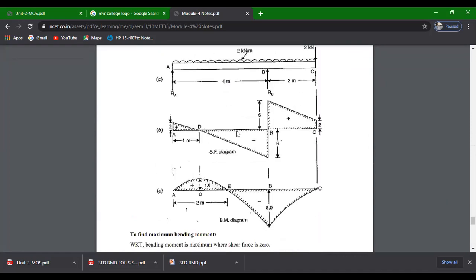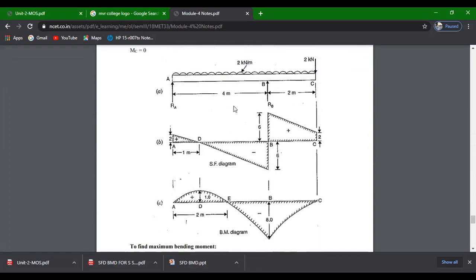Here one more diagram will be there. This is the final diagram. So we have a simply supported beam, and over the simply supported beam, we are applying a UDL having a load of 2 kilonewton per meter, and another 2 kilonewtons point load will be there. So these are the reaction forces RA and RB. The SFD and BMD will be like this one.